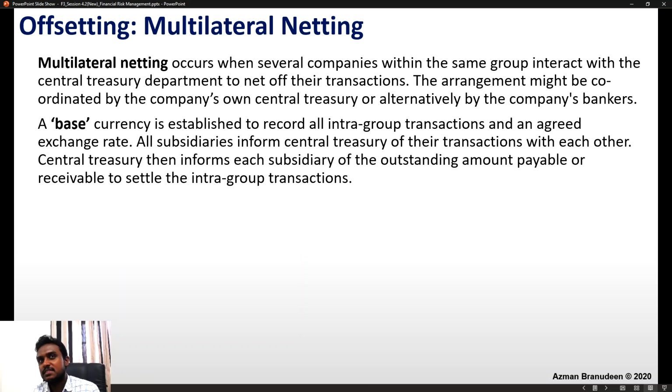So here what happens is a base currency is established to record all intragroup transactions and an agreed exchange rate. All the subsidiaries inform central treasury of their transactions with each other, and central treasury then informs each subsidiary of the outstanding amount payable or receivable to settle the intra-group transaction. So again, it's not bilateral because there are many parties involved. What you do is you match anyone who owes to anyone who is supposed to get some cash, match all that, and the outstanding amounts are what finally materially exchange hands.